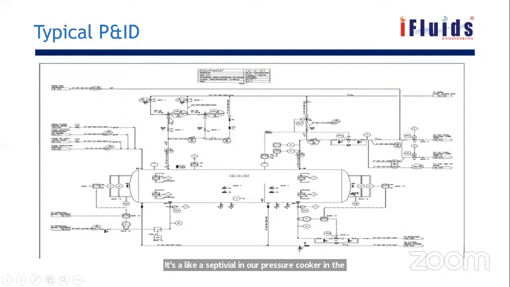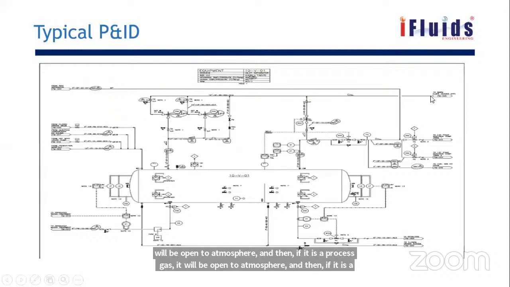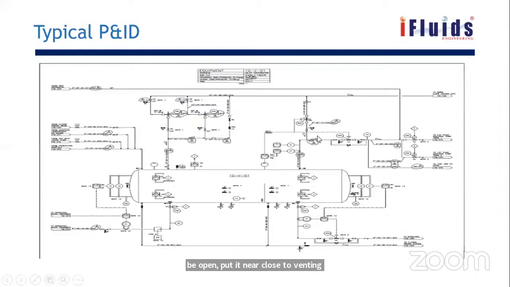So if it is steam, it will be open to atmosphere. That vent will be open to atmosphere, and if it is a process gas, we put it in a closed venting system where it is safely discharged to the atmosphere through the flaring system.